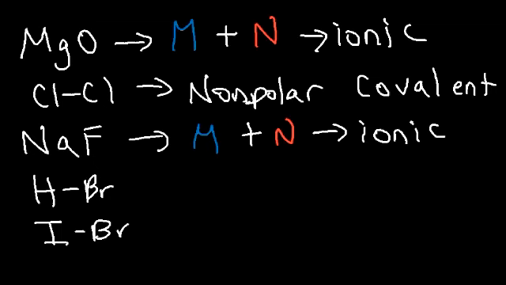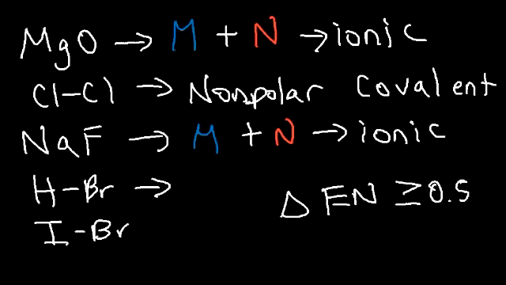Now what about HBr? Is it polar covalent or nonpolar covalent? Now the elements are different, so that could be an indication that it might be polar covalent. But you need to run a test. You need to calculate the difference in electronegativity. If the electronegativity difference is equal to or greater than 0.5, most textbooks use this number. If it's 0.5 or more, then the bond is considered to be polar covalent. If it's less than 0.5, if it's 0.4 or less, then it's considered to be nonpolar covalent.